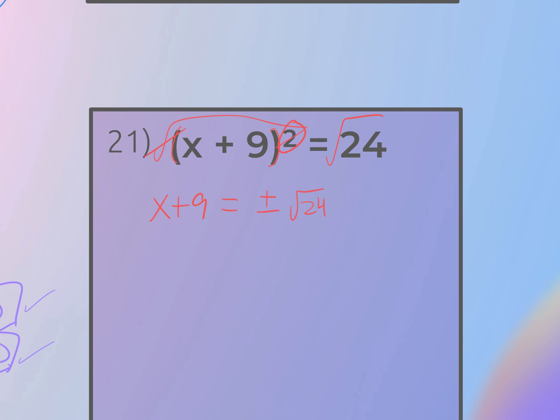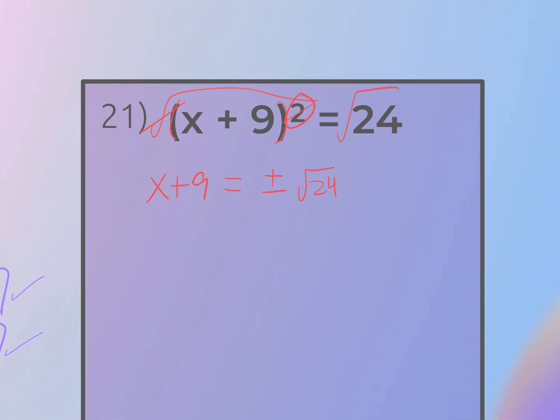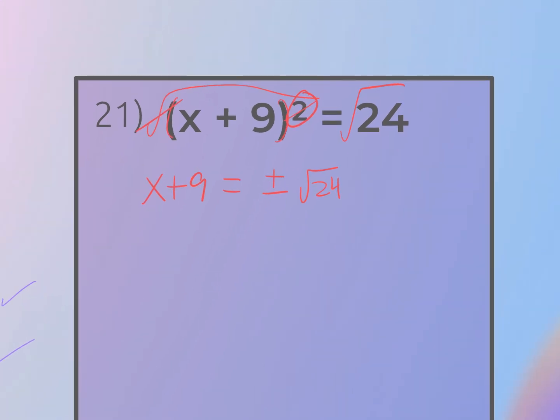All right. Now, does this simplify at all? Yeah, right? We want to simplify square root of 24, right? What goes into 24 that's a perfect square, right? We have 4 and 6, right? And then square root of 4 is 2. Square root of 6 can't simplify, so we have x plus 9 equals plus or minus, I'm going to write 2 square root of 6. All right, I like to write the whole number out front.